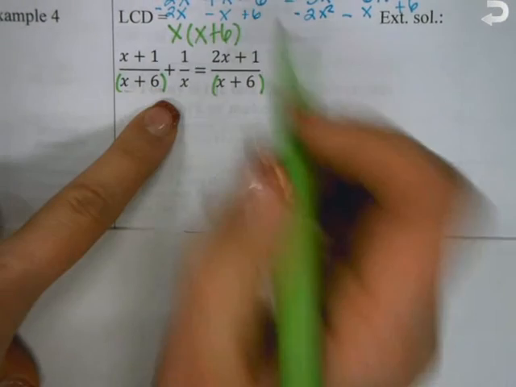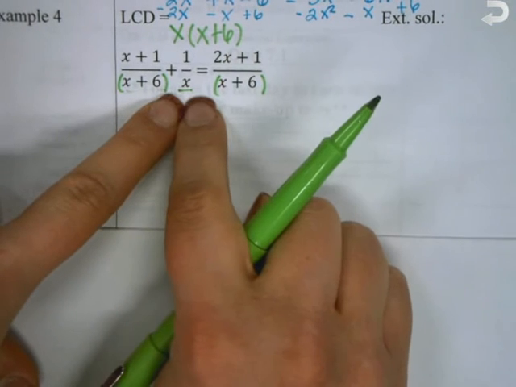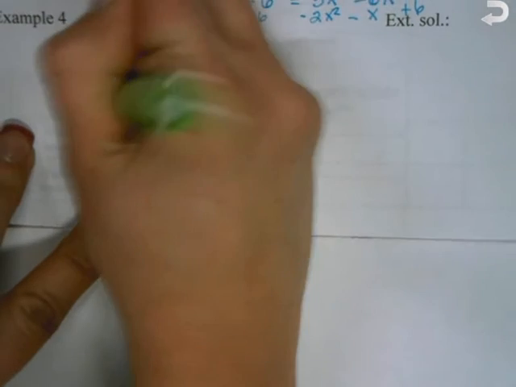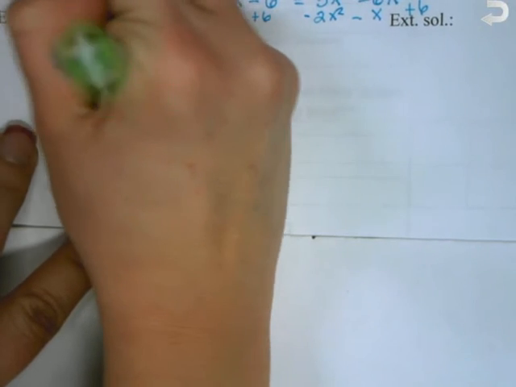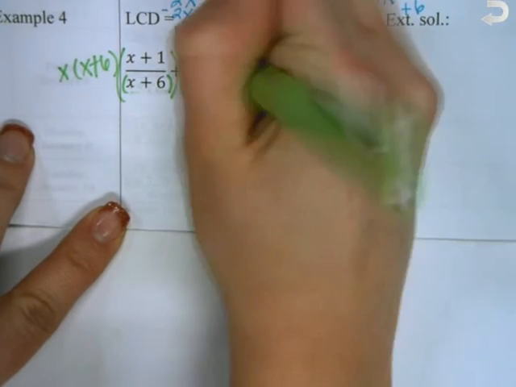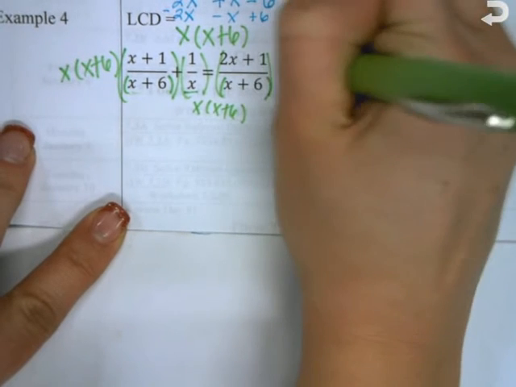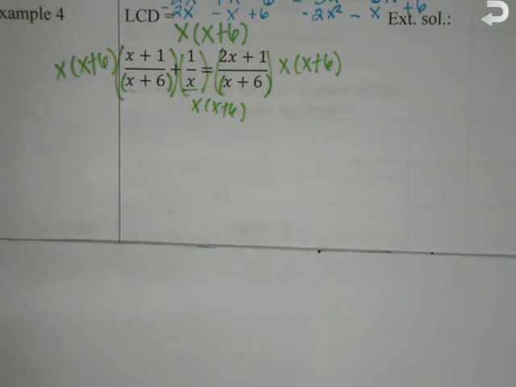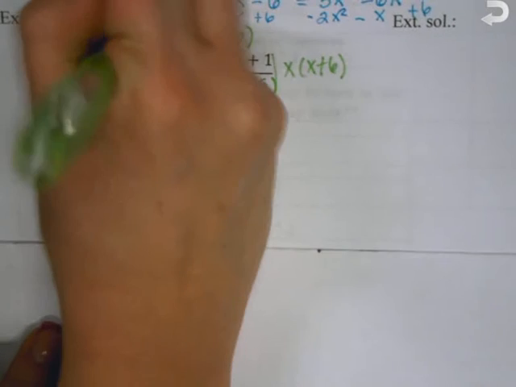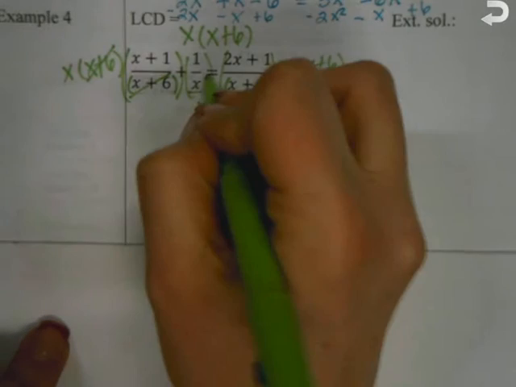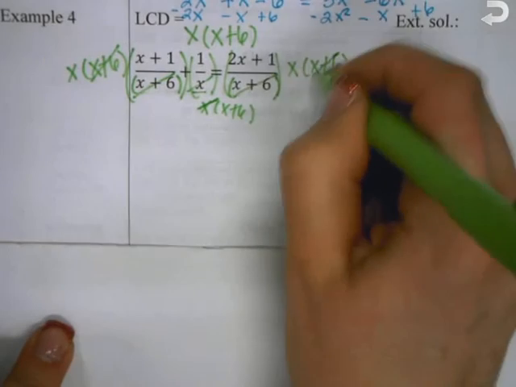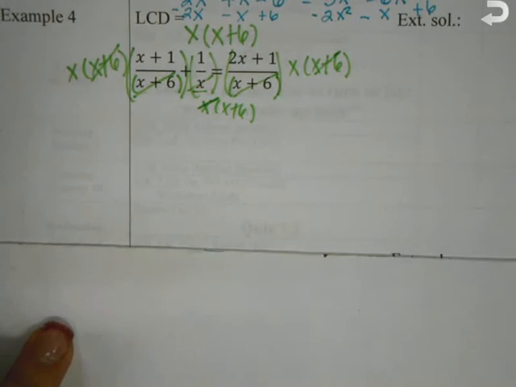I'll write it small. And this one. Okay. And then we're going to do our canceling. So x plus 6 and x plus 6 cancel there. X and x cancel there. And x plus 6 and x plus 6 cancel here. So what are we left with? We are left with x times x plus 1 plus 1 times x plus 6 equals x times 2x plus 1.